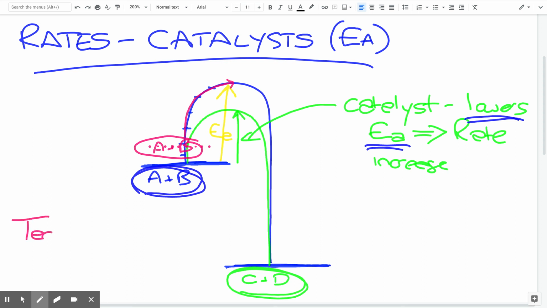For the other variables, in order to increase the rate by a factor of 2, so if we doubled the rate of reaction, for surface area and concentration, for example, we had to double the concentration and surface area. But for temperature, in order to double the rate of reaction, all we need to do is add 10 degrees, because we get a cumulative effect of both speed and energy.